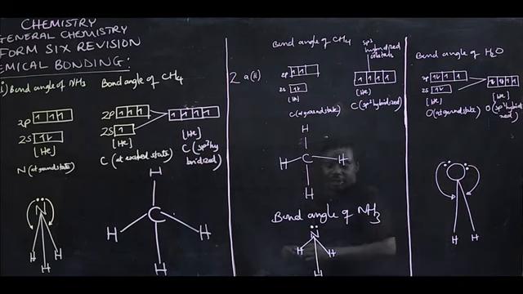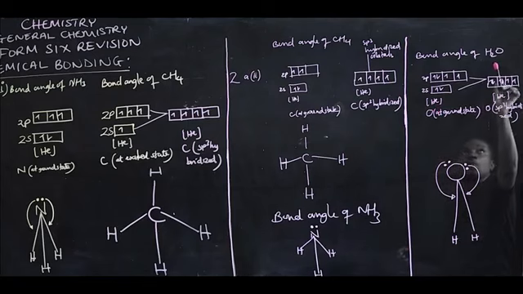For the ammonia molecule, nitrogen has 3 bond electron pairs, 1, 2, 3, and 1 lone pair. The lone pair of nitrogen exerts a greater repulsive force upon bond electron pairs. The bond electron pairs move as far away as possible from the lone pair, which reduces the bond angle of ammonia. So ammonia has a smaller bond angle than methane.